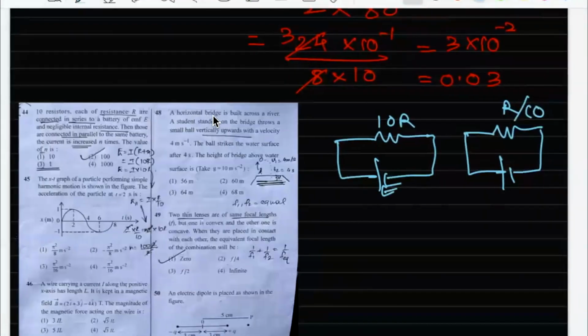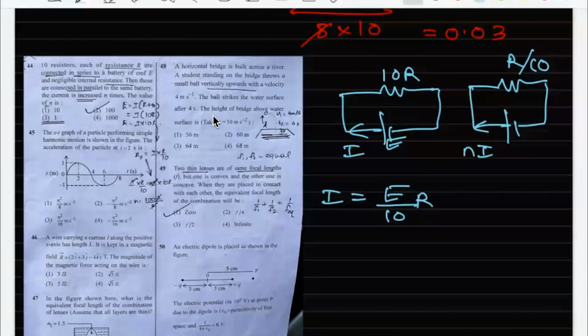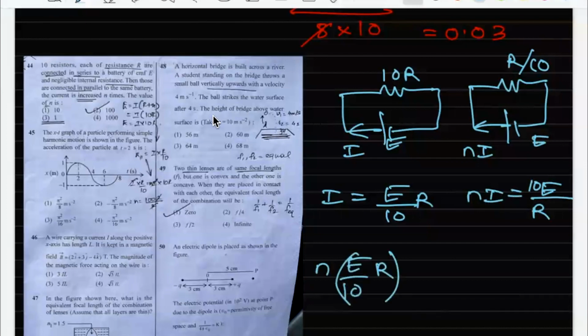So then I have R by 10, and the same battery, so no internal resistance again. And the current is increased n times. So if the current is I here, then the current here is nI. So what is the value of n? Okay, fine. So this I is E by 10 R, and this nI is E by R by 10. So 10 goes in the numerator. So n times I, but I itself is E by 10 R. So n times I is 10 E by R.